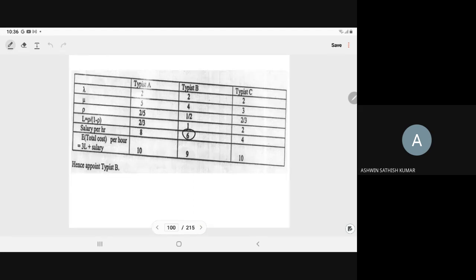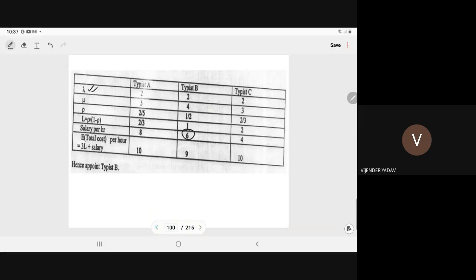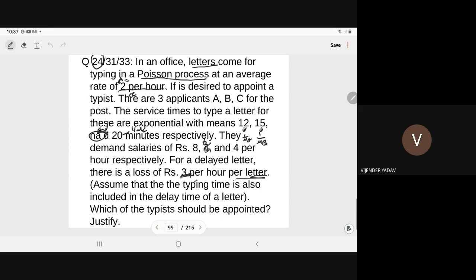Here we have noted lambda for all the typists is equal to 2, and mu is equal to 5, 4, 3. So rho will come 2/5, 1/2, and 2/3. So L will be rho upon 1 minus rho. Pardon? 6 sir for B? It is 6, right? That's why. In the question, whatever we noted for typing was wrong. So it is 6.